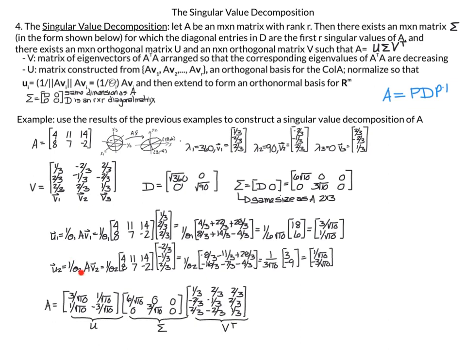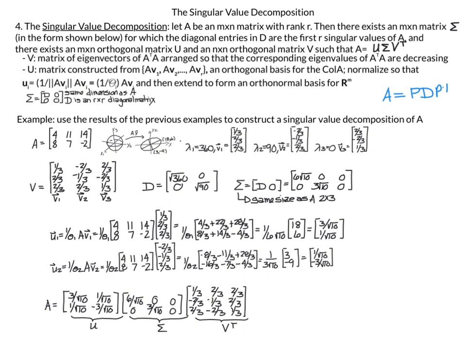U2 is 1 over sigma 2, A V2. So I have 1 over sigma 2, I have my A and my second eigenvector. Sigma 2 is square root of 90, which is 3 square root of 10, and this calculation becomes 3, negative 9. So I have 1 over square root of 10 and minus 3 over square root of 10.